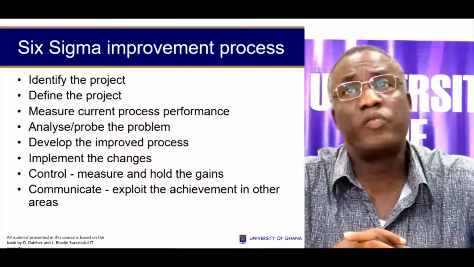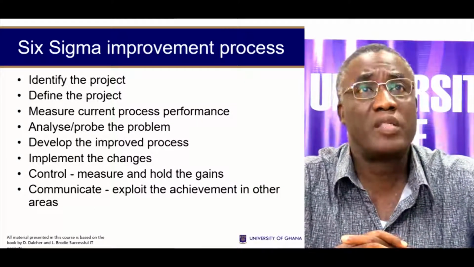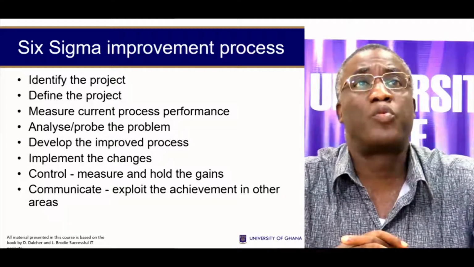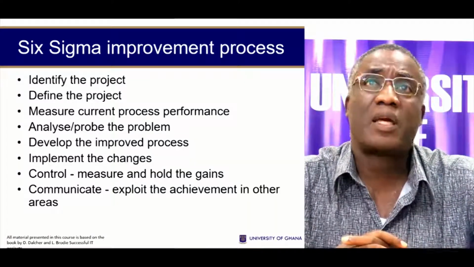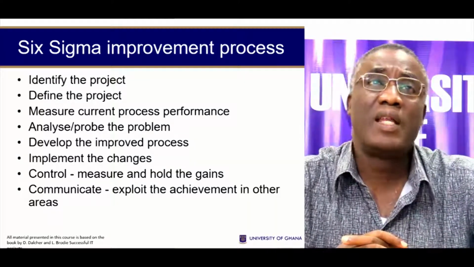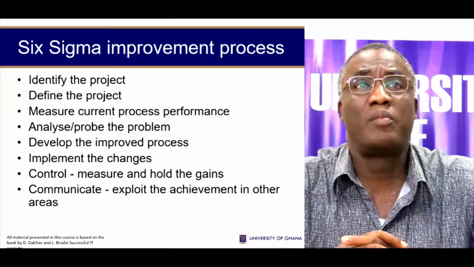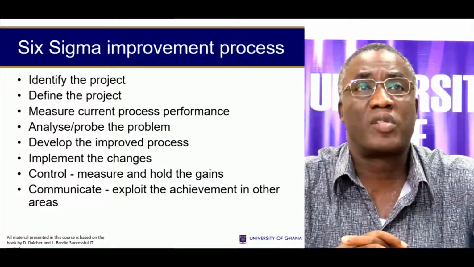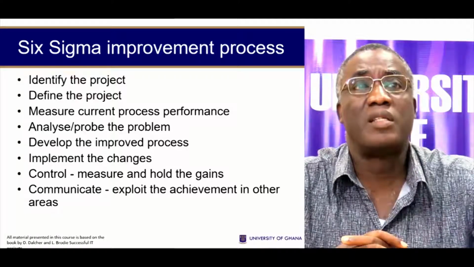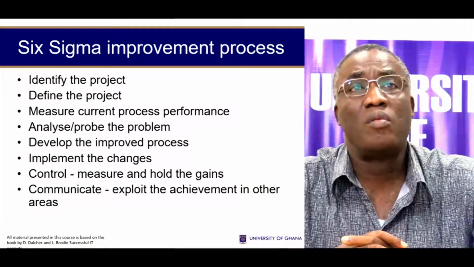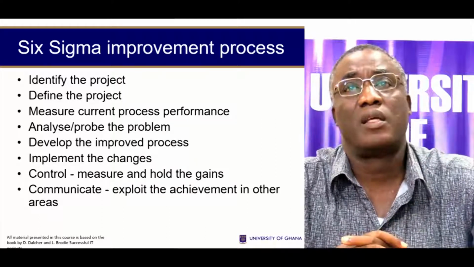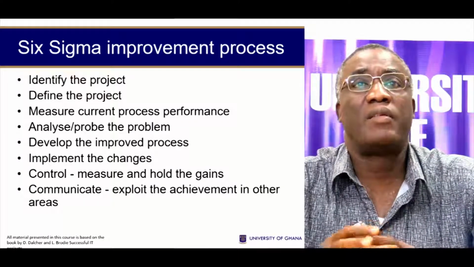The 6 Sigma improvement process: 1, identify a project, define the project, measure the current process performance, analyze and probe the problem, develop the improved processes, implement the changes, control, measure and hold the gains, and communicate the achievements in other areas.